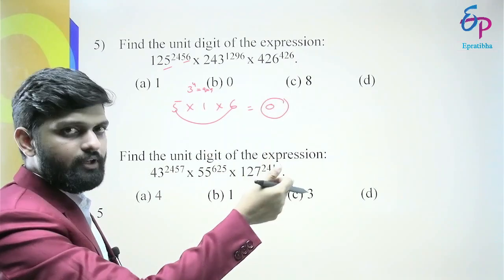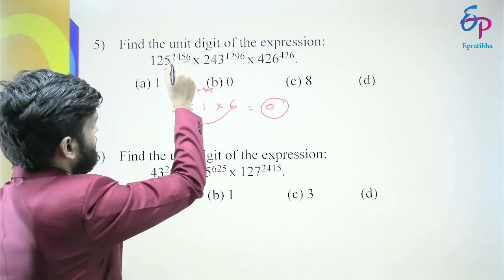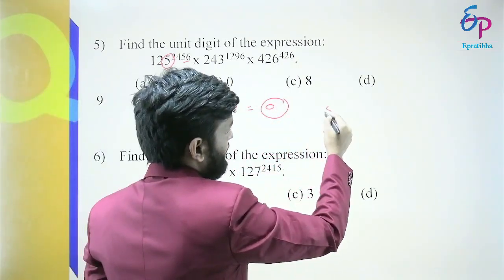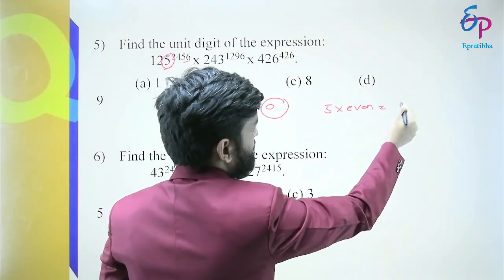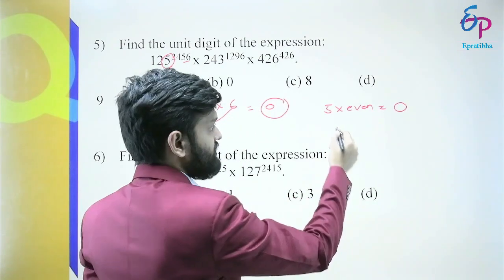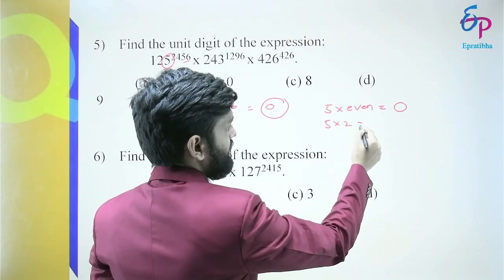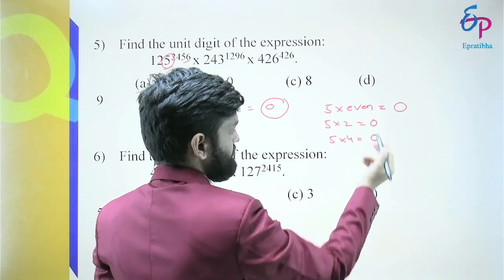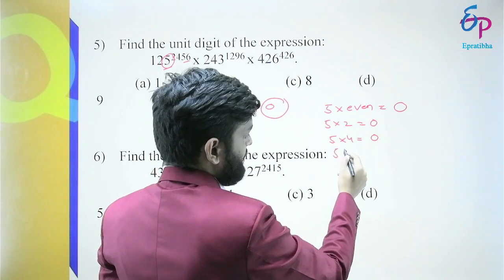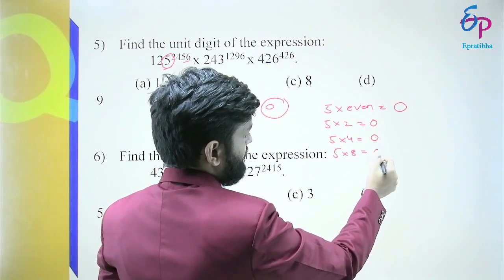Let's see the shortcut for this one. Whenever you have 5, if you have 5 into any even number, the unit digit is 0. If you want to check, see here, 5 2s are how much? 10, it is 0. 5 4s are 20, again it is 0. 5 8s are 40, again it is 0.